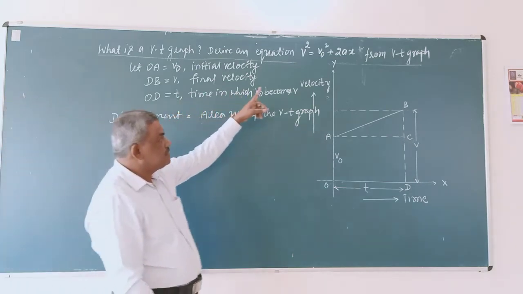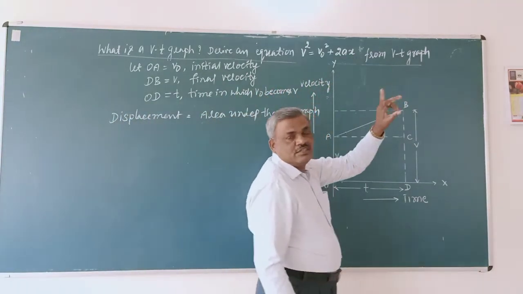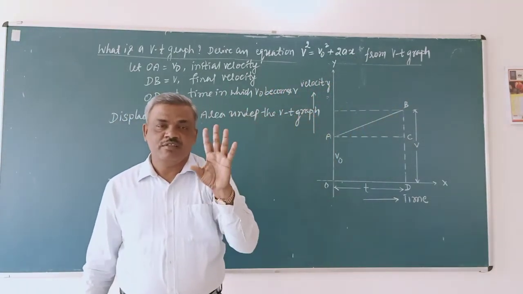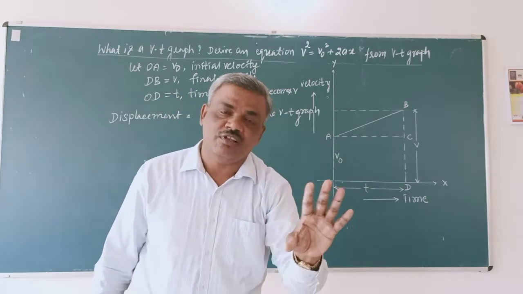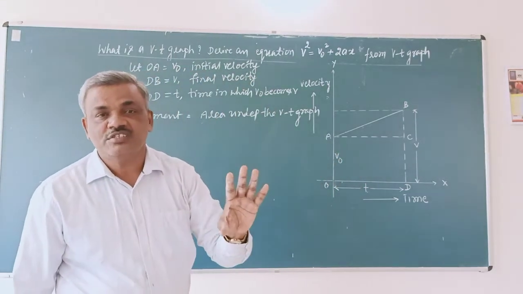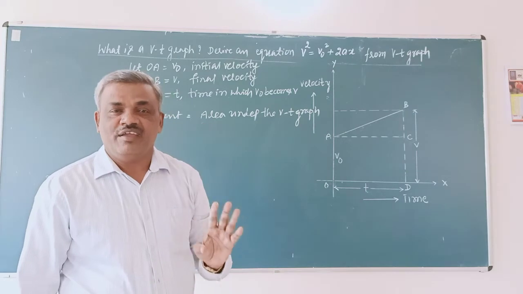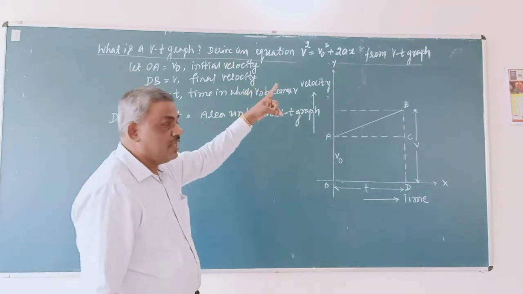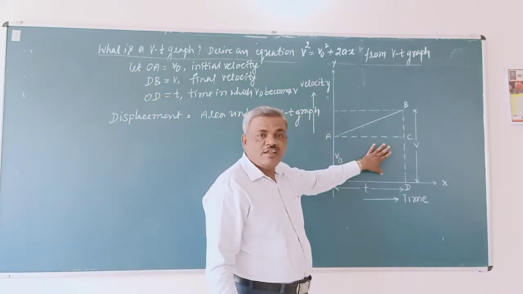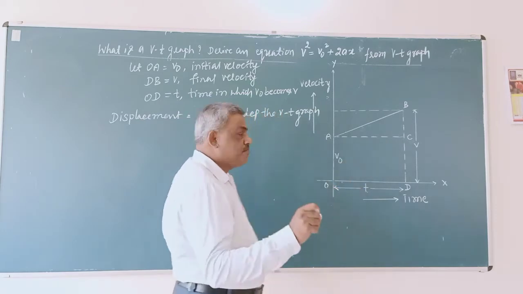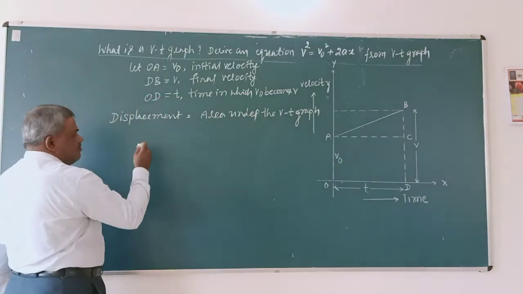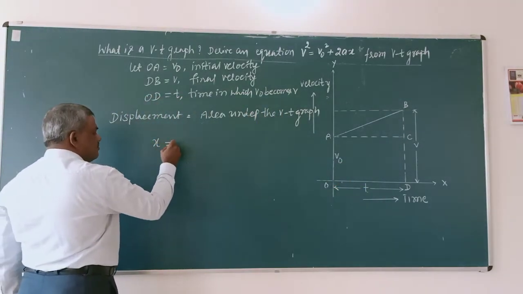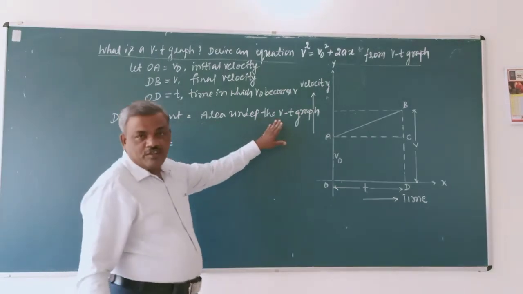So displacement symbol here is X. What is displacement? The change of position of a body in a particular direction is called displacement. So displacement means X. This area under the VT graph represents displacement. Now displacement symbol we take as X, area under the VT graph.